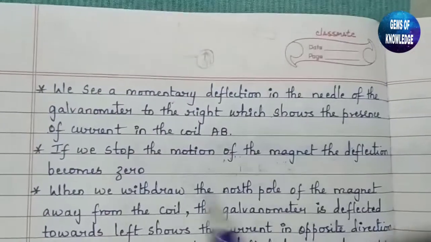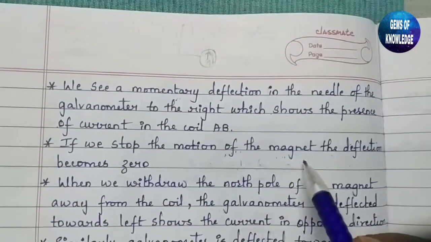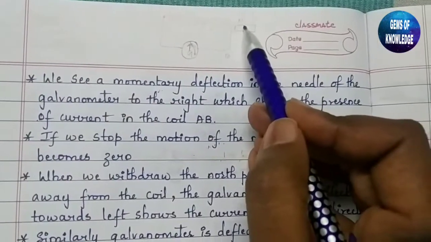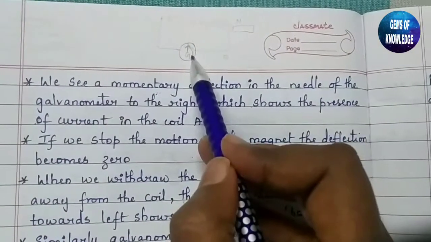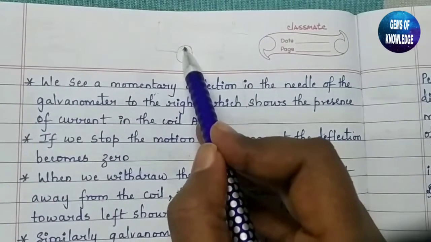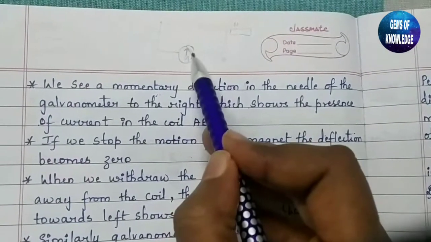Now if we stop the motion of the magnet, then the deflection will become 0. If the motion of the magnet is stopped here, then automatically the deflection will come back to its original position, that is the 0 position.